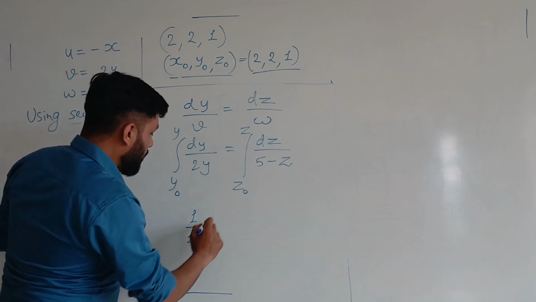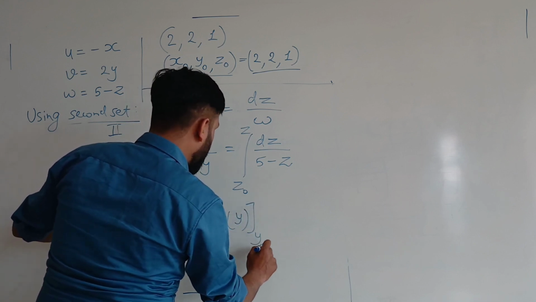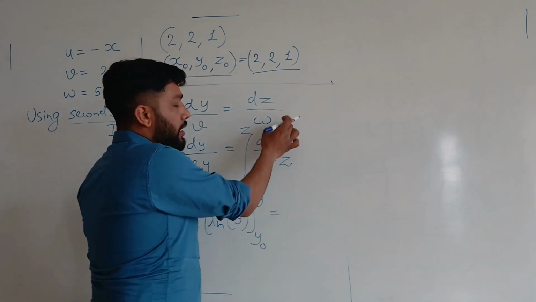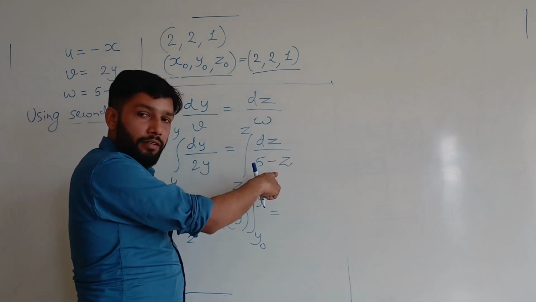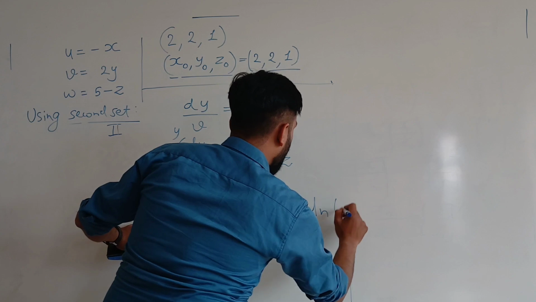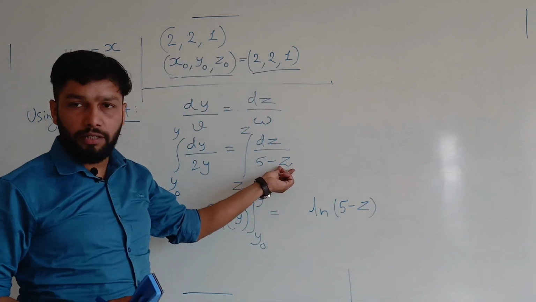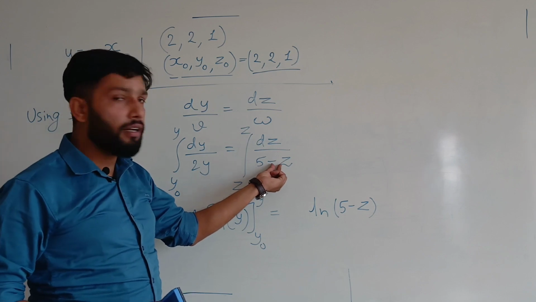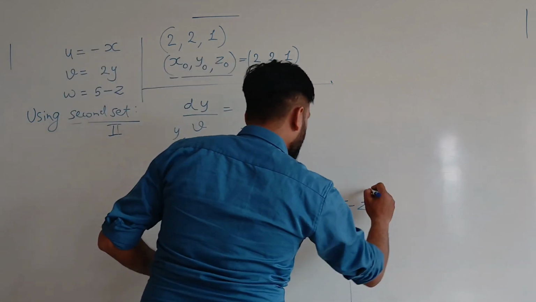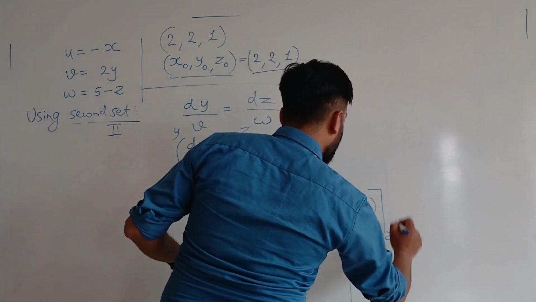1 divided by 2 ln y, which is equal to y naught to y. And now the integration of 1 divided by 5 minus z, how much? It is ln 5 minus z, but you have to take care about this negative sign, this minus 1 here, which is going to make this minus. This is z naught to z.